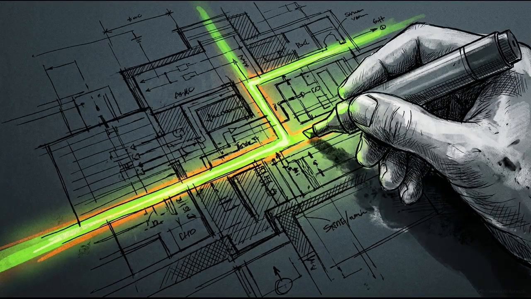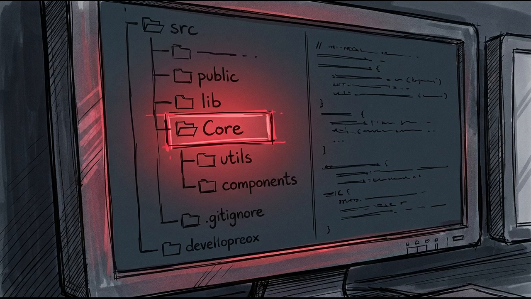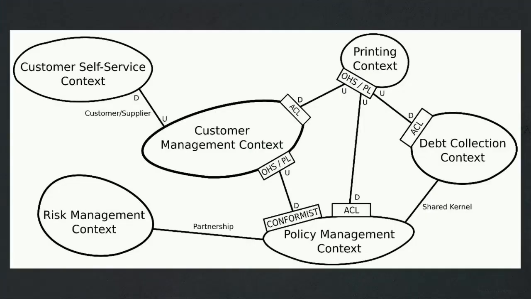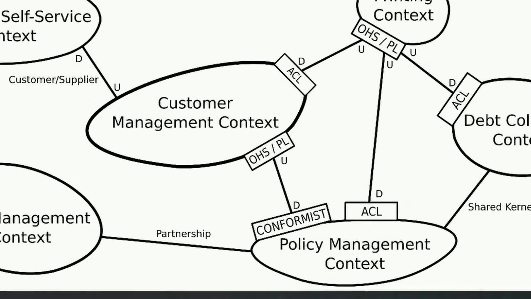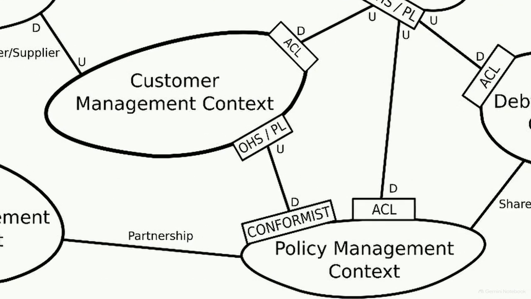To prevent this, teams employ the highlighted core pattern. This means physically annotating architecture maps and code repositories so developers instantly know when they are crossing the boundary into the core. This context map explicitly tracks dependencies and influence across teams. Analyzing the upstream and downstream arrows reveals the architecture's flow of power. The upstream context defines the model, while the downstream context must conform its code to match.